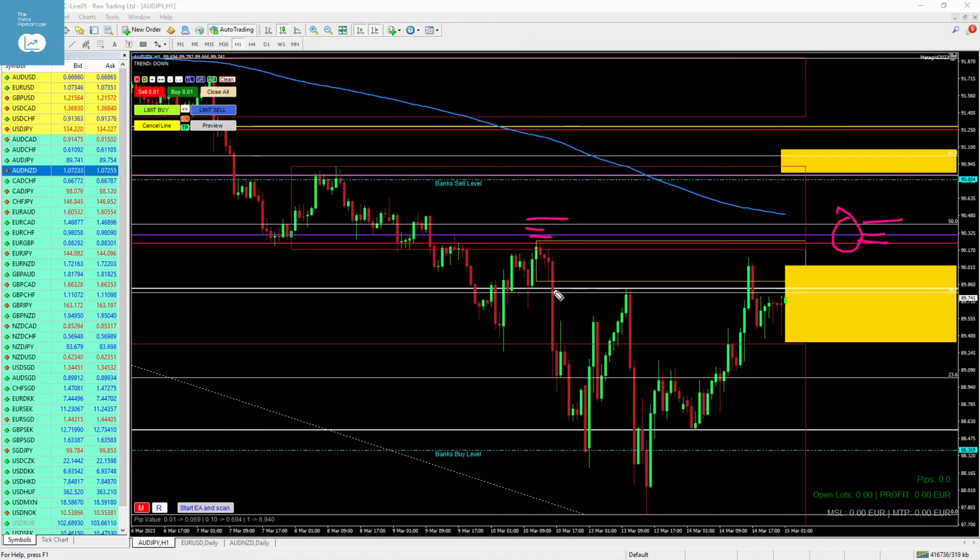And from there on it went really fast down. And so the market makers maybe want to catch these orders here. It's also possible, so we could consider this too.